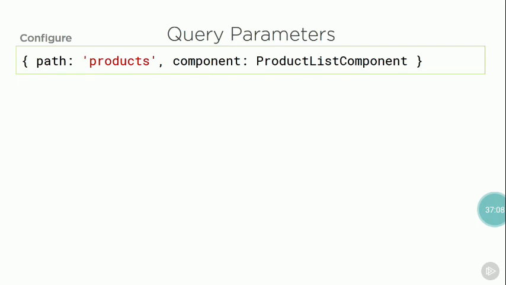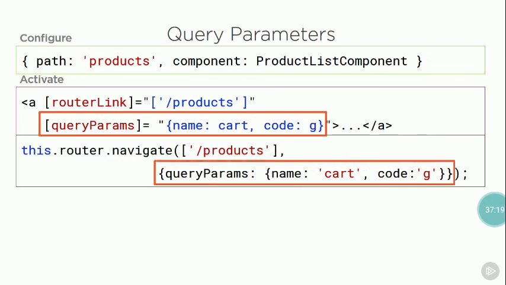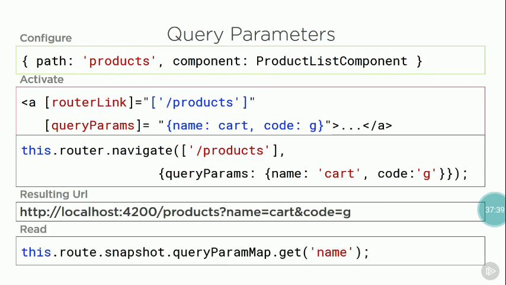Just like optional parameters, query parameters are not specified as part of the route configuration. We instead specify them when activating the route, either in the template or in code. With query parameters, we have an additional directive, queryParams. We assign queryParams to the set of key and value pairs defining the query parameters. The resulting URL may look more familiar as it follows the standard syntax for query parameters. Reading the route uses a different property. Here we use queryParamMap instead of paramMap. The argument to the get method is again the key from the key and value pair.